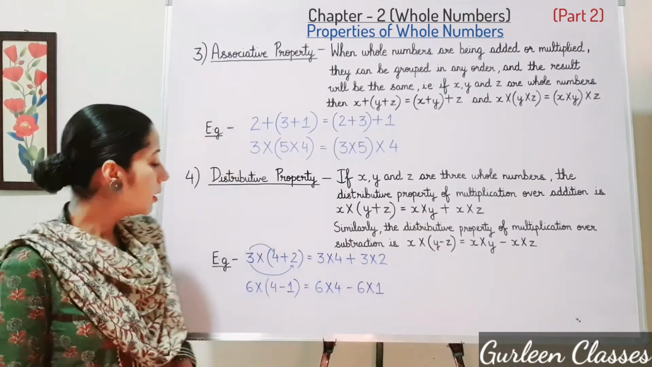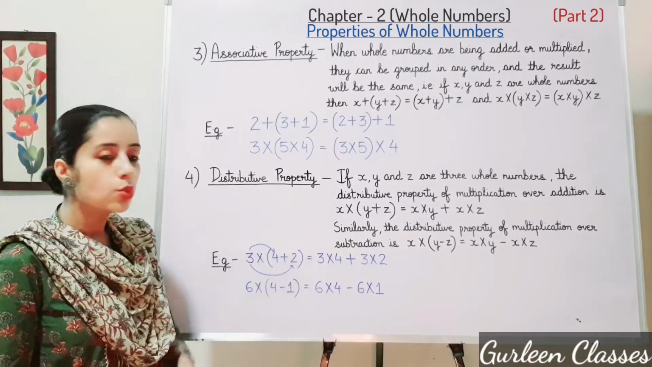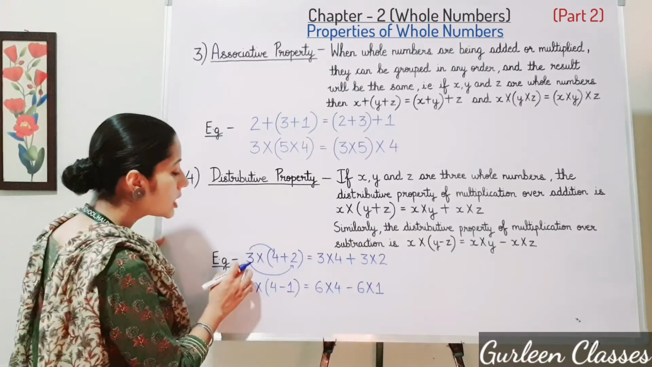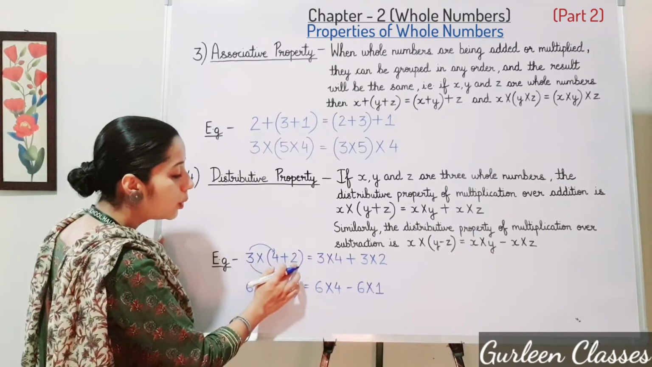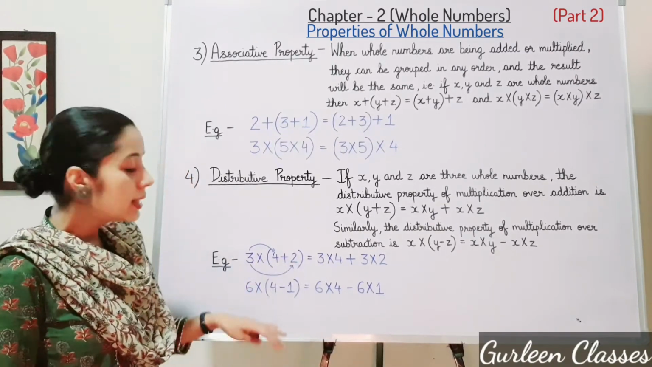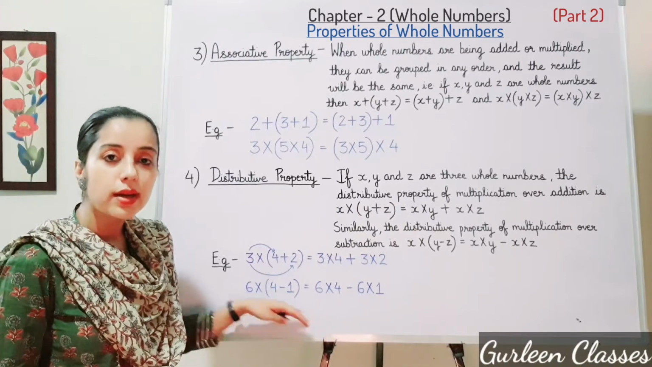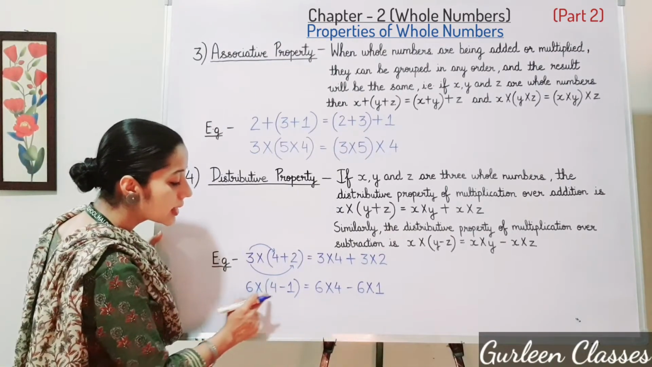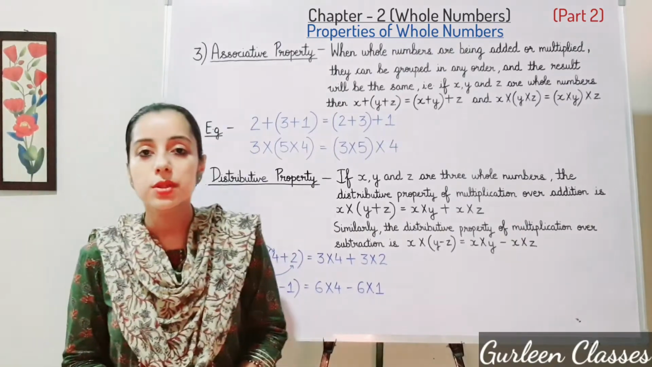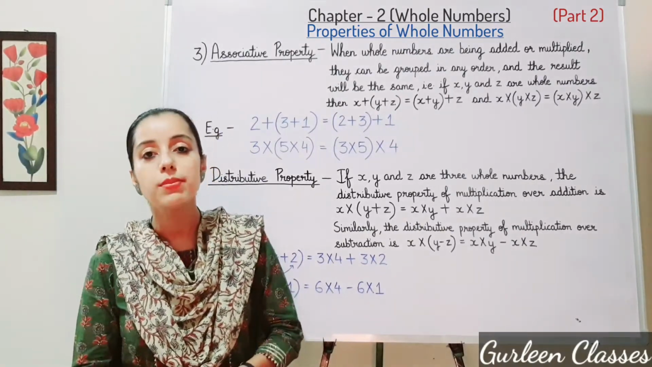Now example, 3 into 4 plus 2. So let us open the bracket. First you will multiply 3 into 4 plus 3 into 2. Next example, 6 into 4 minus 1. So first you will multiply 6 into 4 minus 6 into 1. So I hope students all four properties of whole numbers are clear.